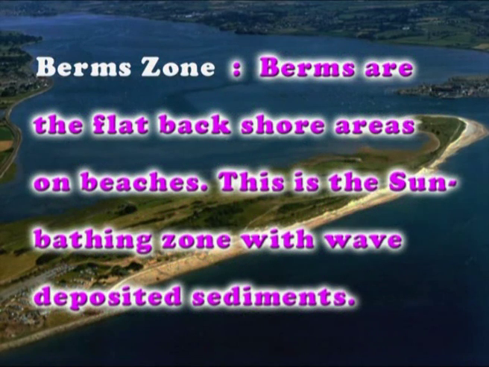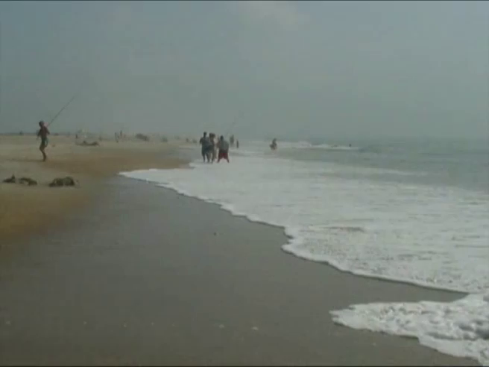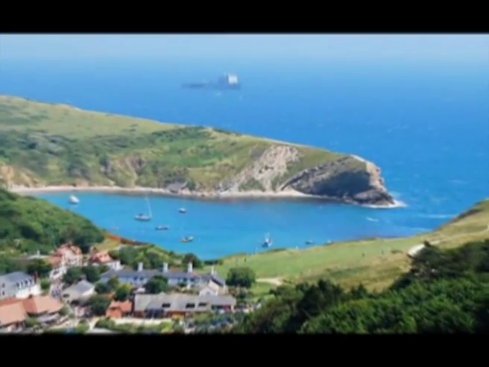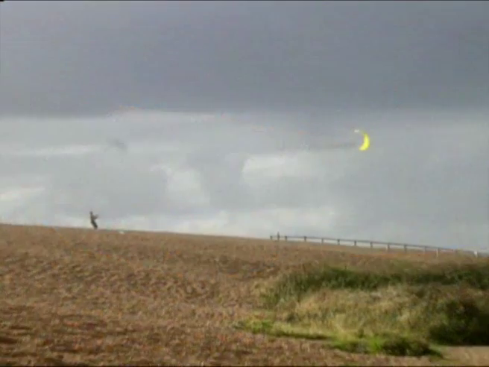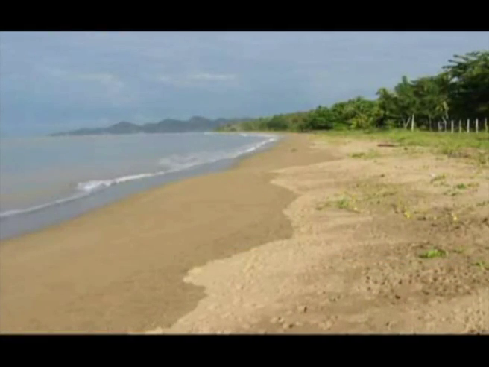Berms are the flat backshore areas on the beaches. This is the sunbathing zone with wave deposited sediments. A berm is a bench like feature containing sands carried shoreward by the swash. Landward of the berm is a belt of dunes built by the wind. These are mainly swept up by the berms.